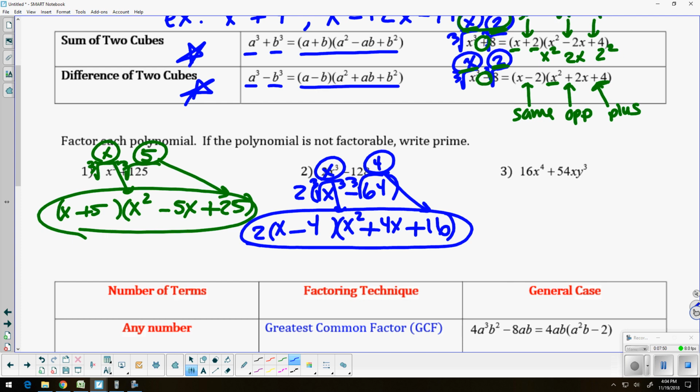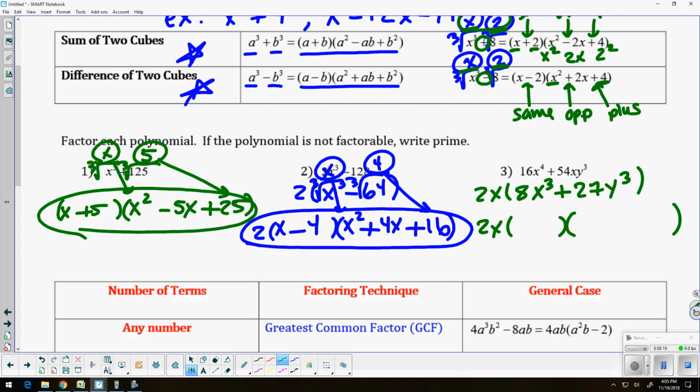And the last one, number 3. Again, taking out your GCF first and foremost, which would be a 2 and an x. If you take out a 2x first, you'll have 8x cubed plus 27y cubed. Okay, once you take out that 2x, what you have left over is still factorable. That is a sum of 2 cubes. So keep the 2x in the front, your original GCF. Binomial, trinomial. Here's a setup.